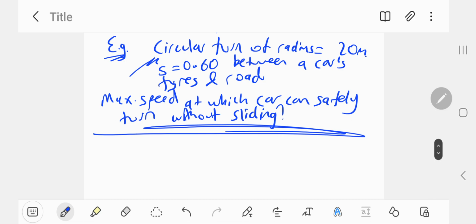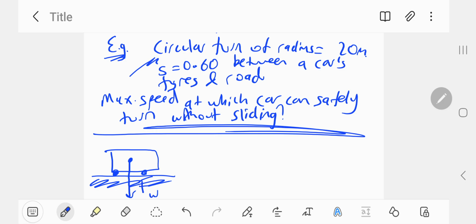How do we do this? Well, the first thing to do is to really picture what's happening. So let's draw a car. Let's draw a road. What are the forces acting on the car? Well, the car has a weight force acting downwards, F sub W, and that's equal to the mass of the car multiplied by gravity. There's also a normal force acting upwards, F sub N, which is once again the mass times gravity. And there's also a centripetal force acting on the car.